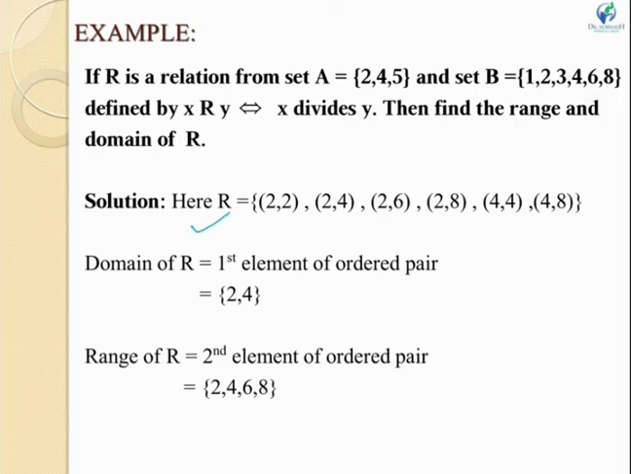From this we have to find the domain and range. Domain is the set of first elements. The first elements here, you can see, are 2, 2, 2 and 4, 4. So {2, 4} is the domain of R. Similarly, range is the set of second elements. The second elements here are 2, 4, 6, 8, and again here we have 4 and 8. So {2, 4, 6, 8} is the range of R.